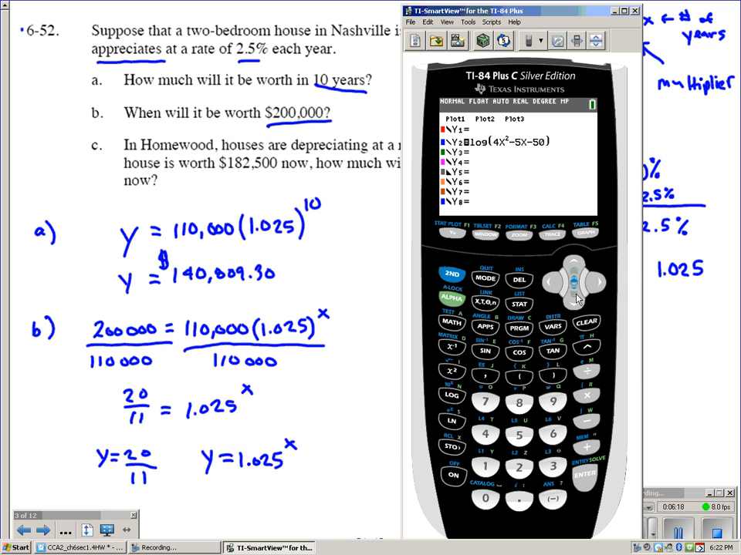So let's clear out what we've got in there. So first of all, y equals 20 elevenths. I'm just going to do 20 divided by 11.